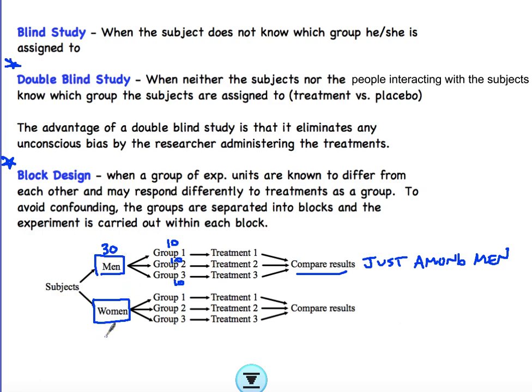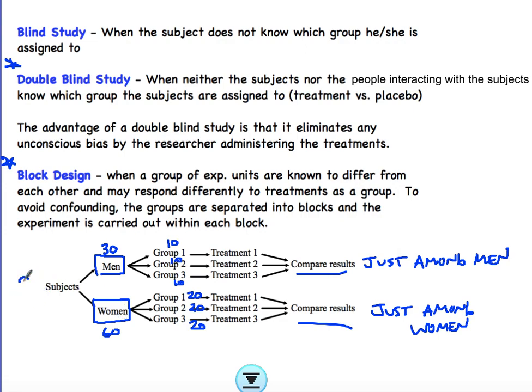And then let's say maybe I have 60 women. These groups might not be equal. But let's say I have 60 women and I assign 20 of them to take treatment 1, 20 of them take treatment 2, and 20 of them take treatment 3. And then I'm going to compare the results just among the women. And then maybe I'll be able to say a specific treatment helps women, and then a different treatment maybe helps men. It's essentially like a mini experiment within a larger experiment. So an experiment among the men, an experiment among the women, within a larger experiment.